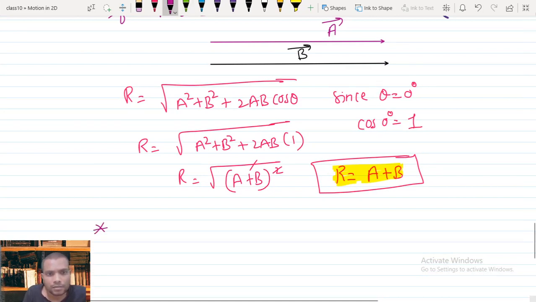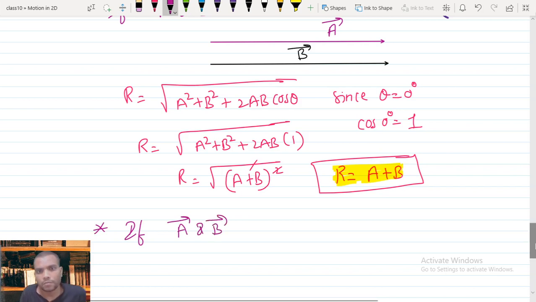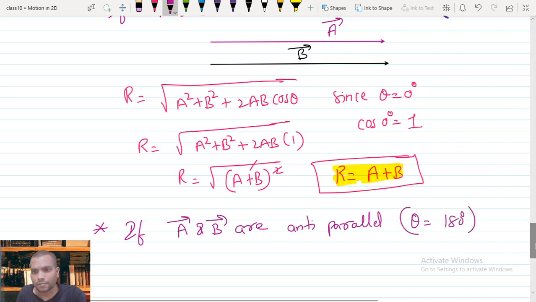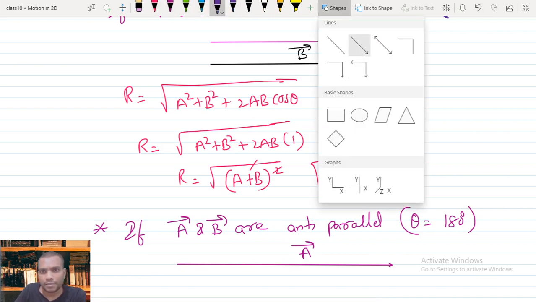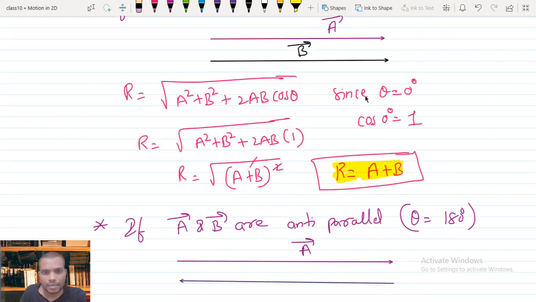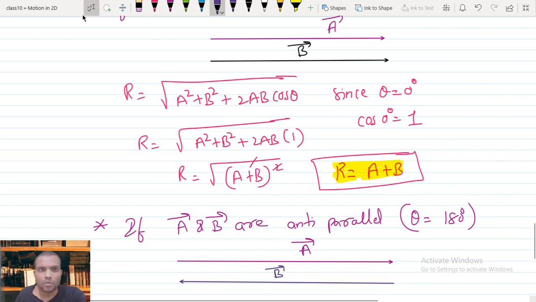Second case, if A bar and B bar are anti-parallel. So anti-parallel means theta equal to how much? 180 degree. If I draw the diagram, this is a vector in this direction, but the B vector is opposite to the A vector, so it is acting in the opposite direction. So this is B vector. The theta between them goes to 180 degree.